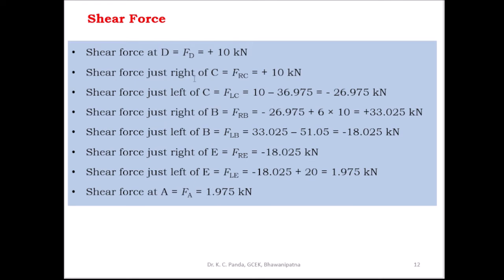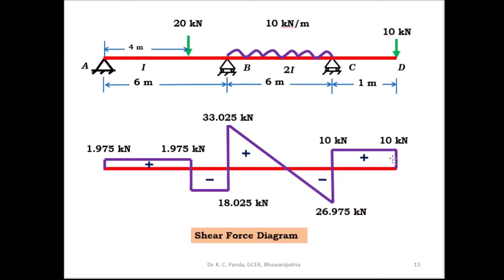Then you can draw the shear force diagram. So shear force at D 10 kilonewton, shear force just right of C 10 kilonewton, shear force just left of C minus 26.975 kilonewton. So you have to draw this in the downward direction. Then shear force just right of B, this is plus 33.025 kilonewton. So this is linear, the load is UDL. So this line is linear. That is, you have to join from 26.975 negative to 33.025 positive.